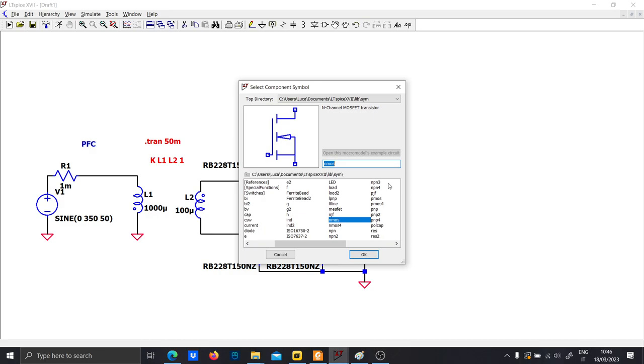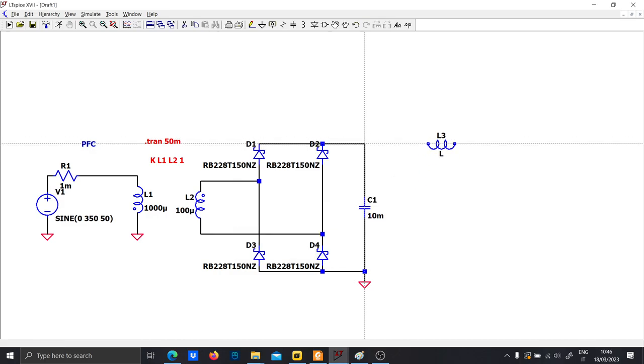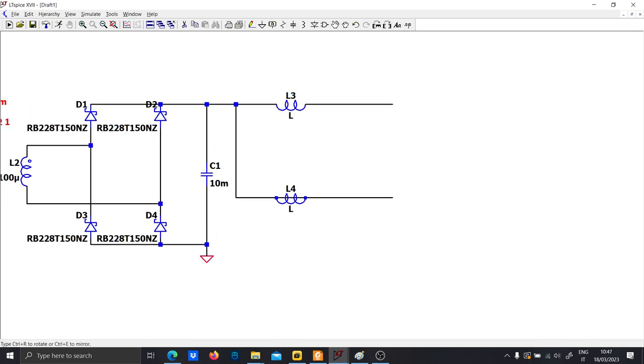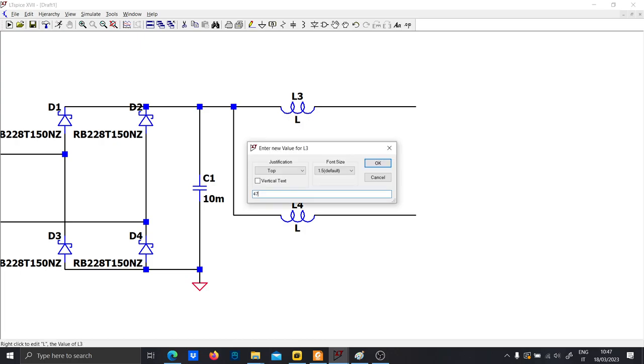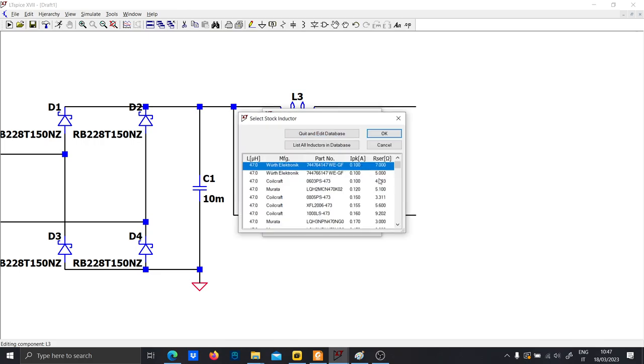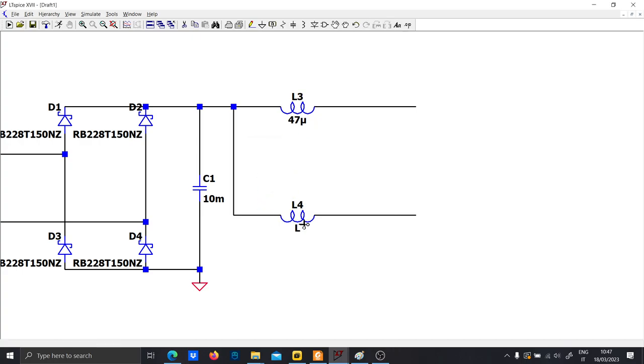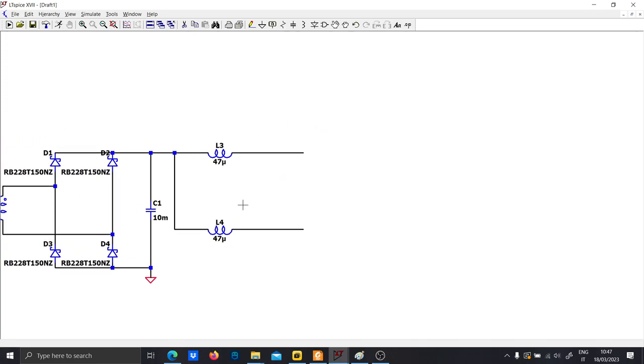So let's put two boost converters. This will be the first boost, and this will be the second boost. Let's put a reasonably high inductor value, like 47 microhenry, and let's choose a proper inductor of 47 microhenry. Now let's put the boost converter. So this will be my secondary boost converter. Let's choose a proper MOSFET, by the way.